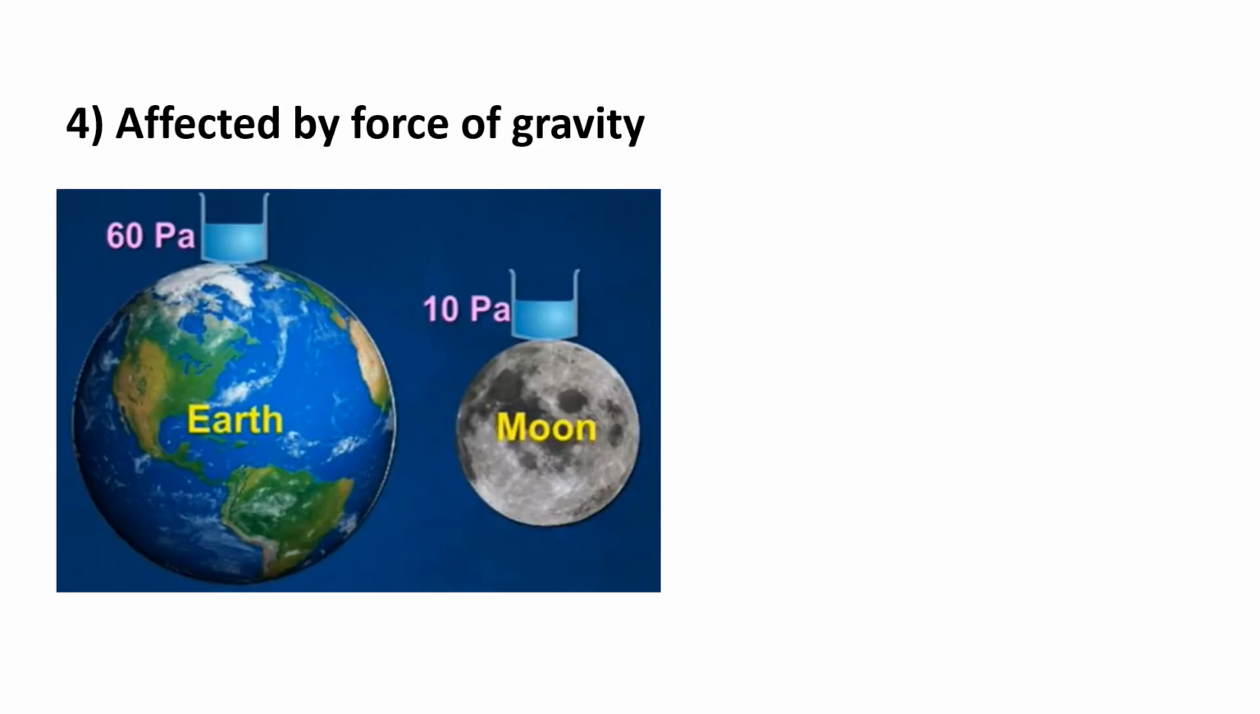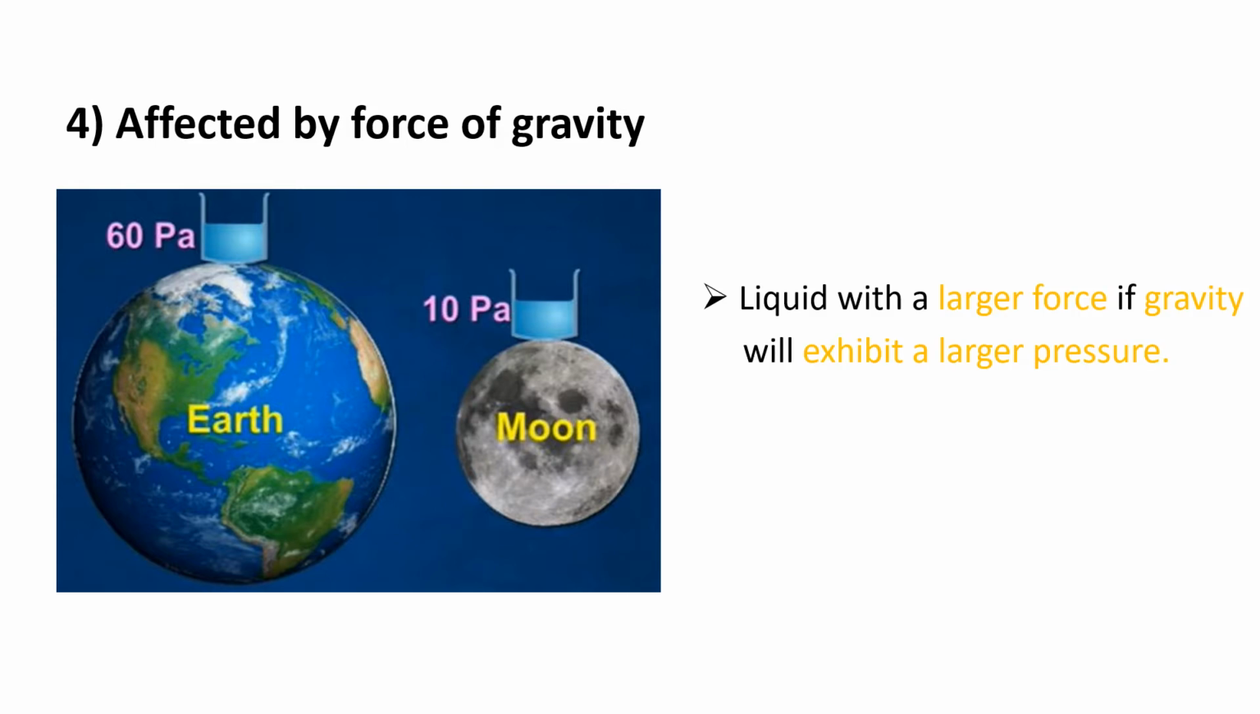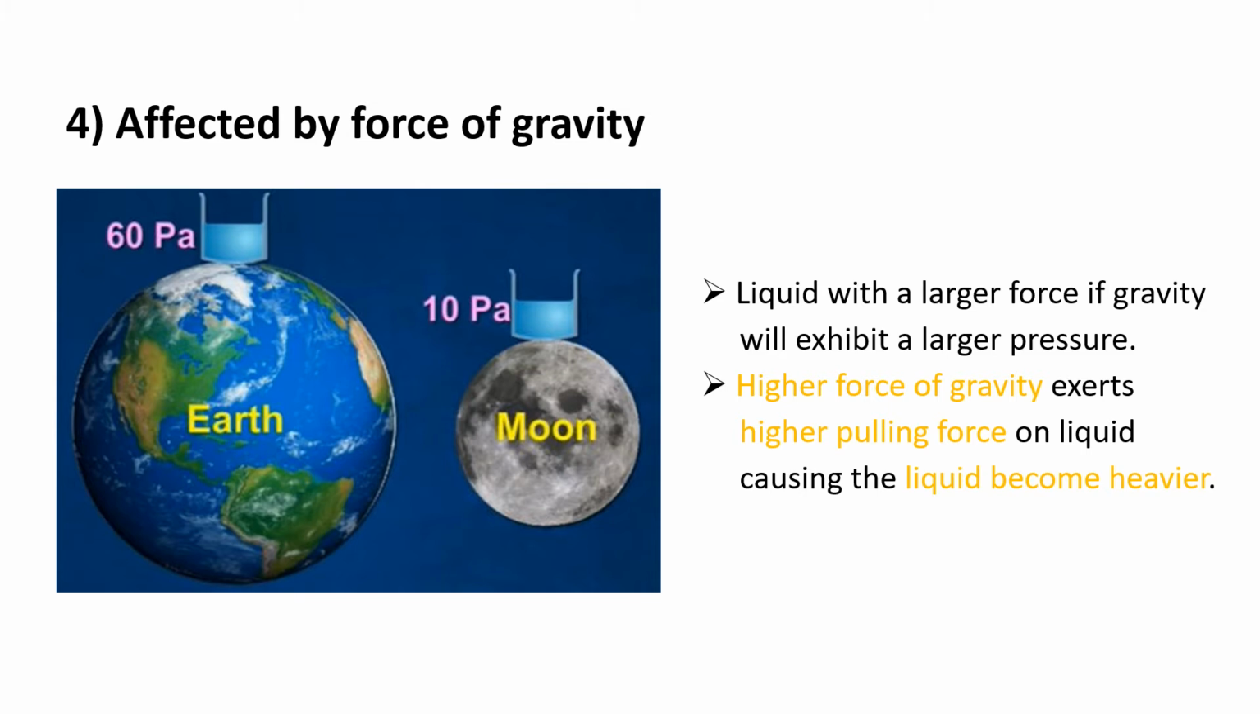The pressure in the liquid is affected by the force of gravity. A liquid with a larger force of gravity will exhibit a larger pressure if the other factors remain the same. This is because a higher force of gravity exerts a higher pulling force on the liquid, hence causing the liquid to become heavier. For example, the pressure at a particular depth in a liquid on the surface of the moon is 1/6 of the pressure of the same liquid on the surface of the earth.